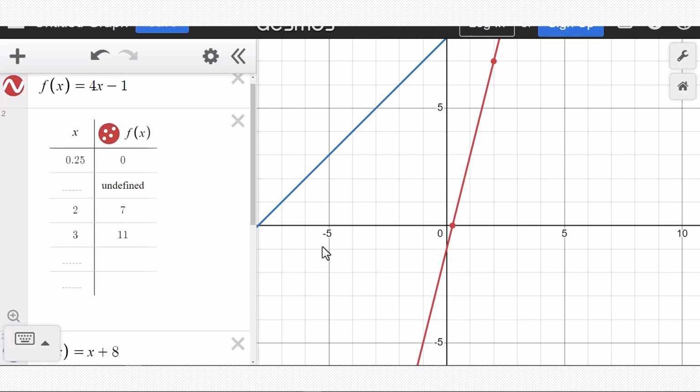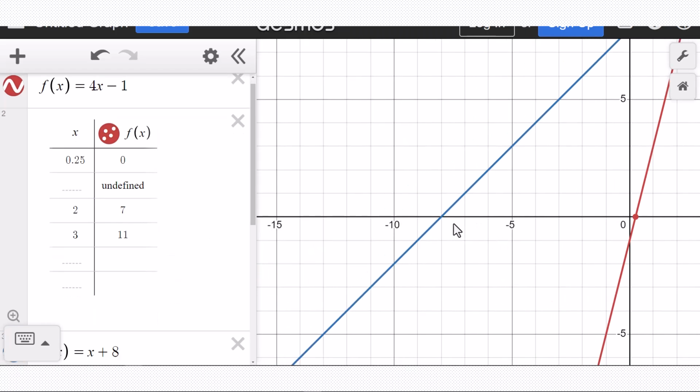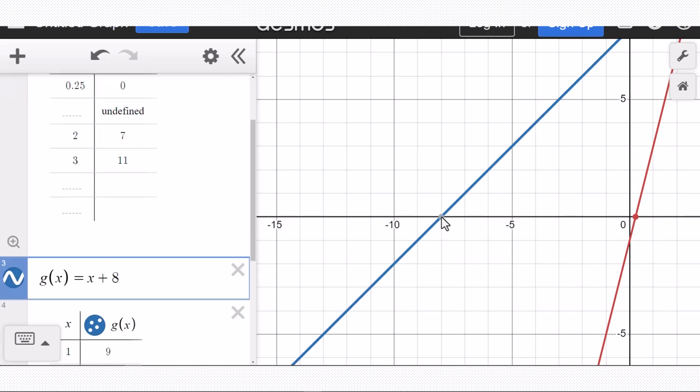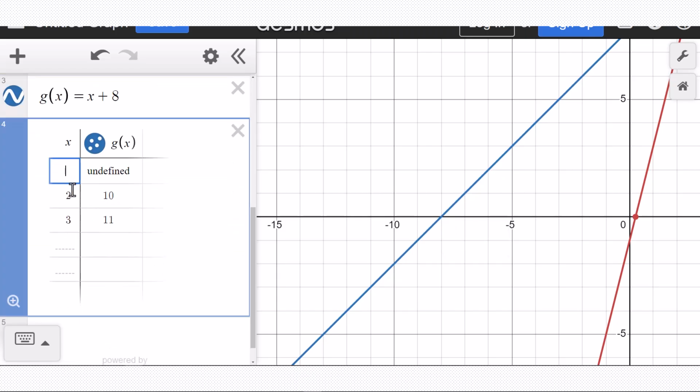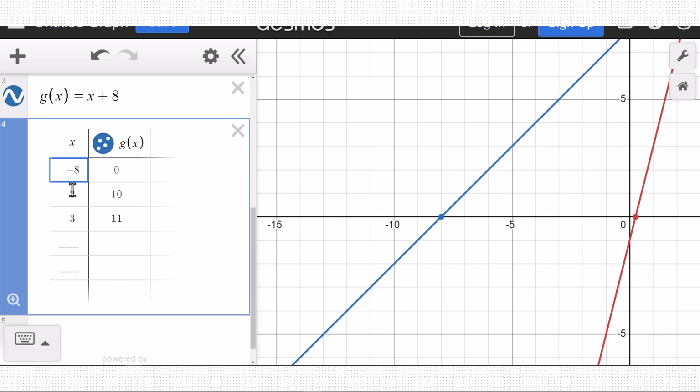In looking at the g of x graph, we do the same thing. Click on the line where it crosses the x-axis, and see that the point at which this line crosses the x-axis is -8. And if we enter -8 as an x value in the table, we indeed get 0 as the function g of -8.